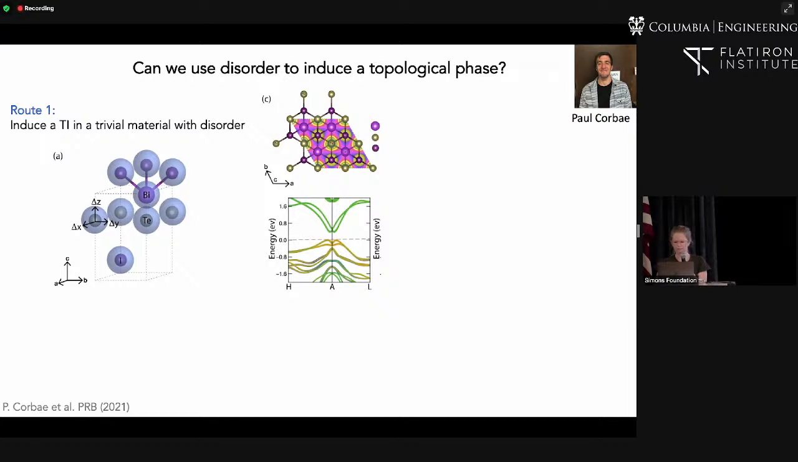So what Paul did was introduce random atomic disorder into the system. You can see that's what's indicated by these spheres, and in small enough amounts that it would be possible to make this an amorphous material. He looked at the typical bond distributions that you get in an amorphous phase and used that as the magnitude of the bond distortions that he did in this material. And well, I wouldn't be telling you if it didn't work, right?